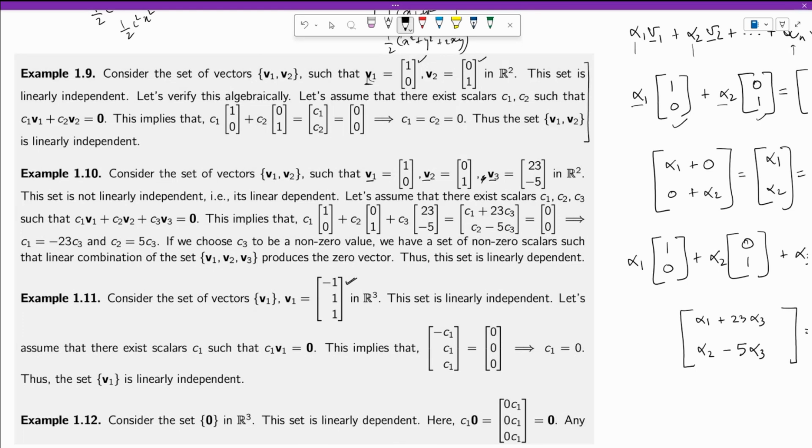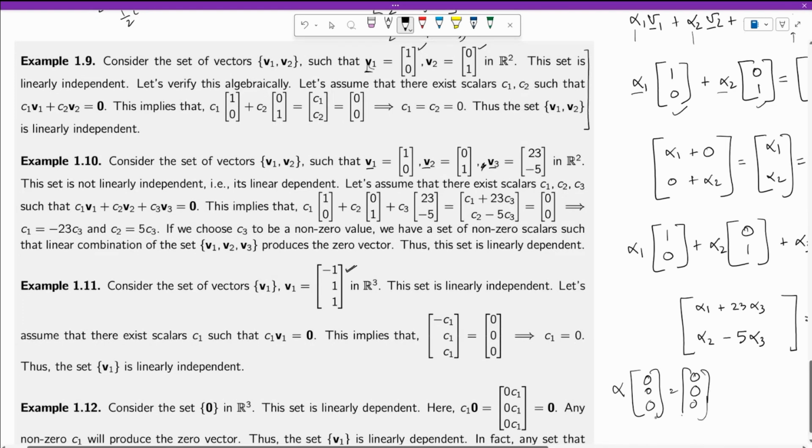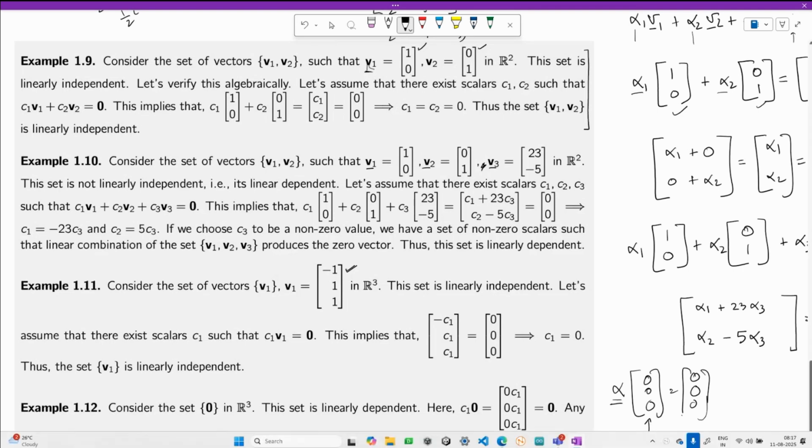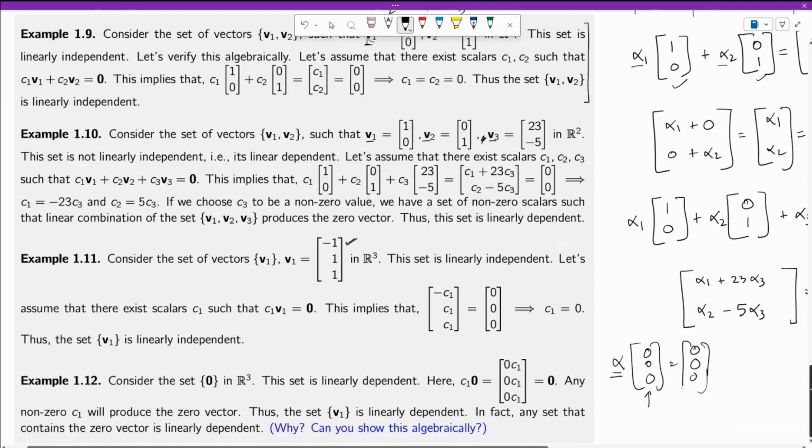No, you started with the 0 vector. So here, I need to produce this. Because I started with the 0 vector, alpha could be anything. It could be any non-zero value and I would have still produced a 0 vector. So in fact, this is not a linearly independent set. Okay, all right. So that's all I wanted to do.